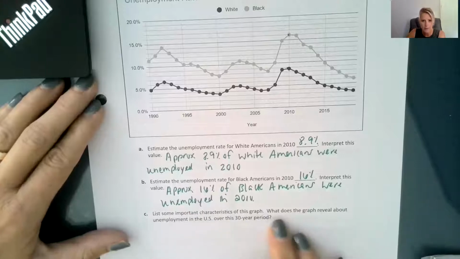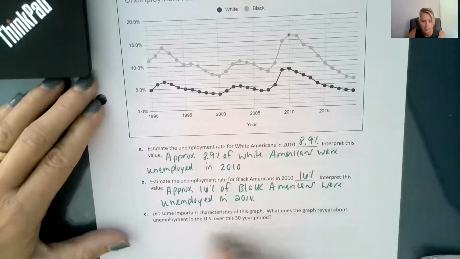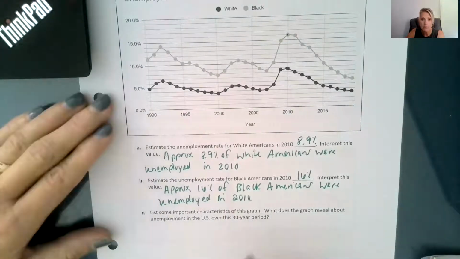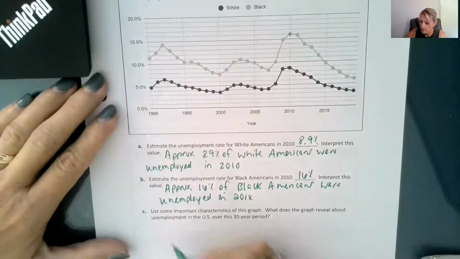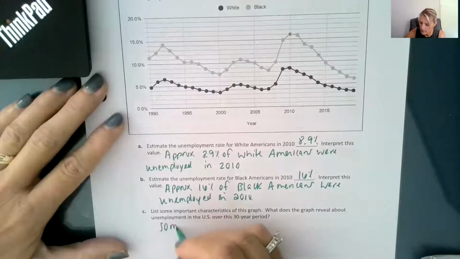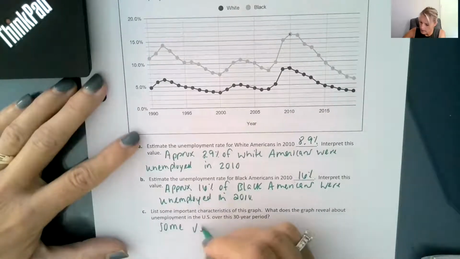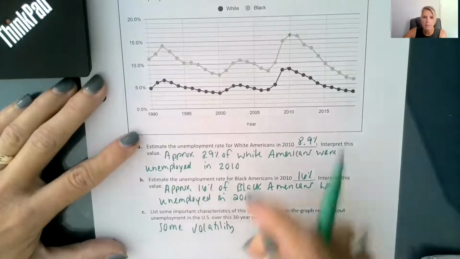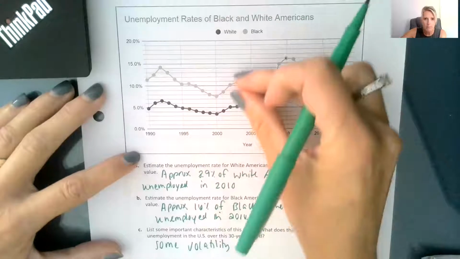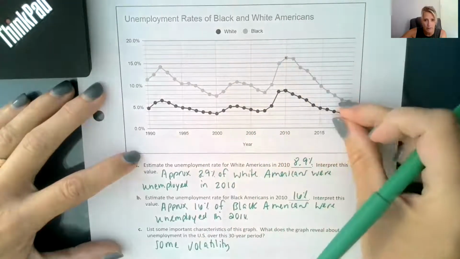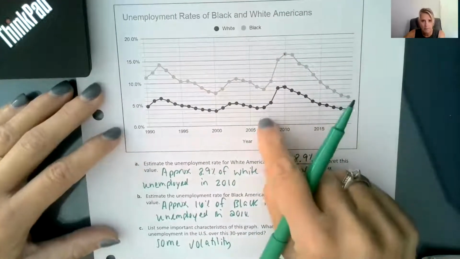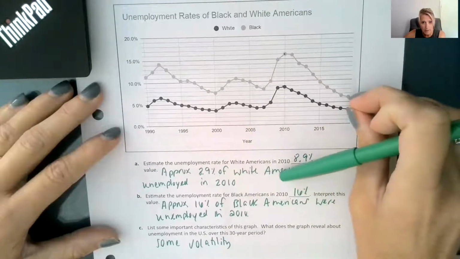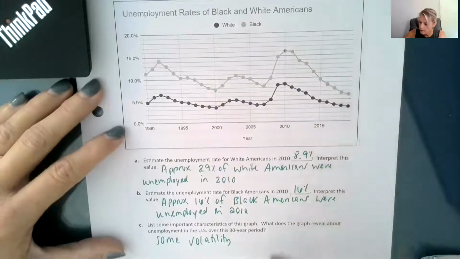List some important characteristics. What does the graph reveal about unemployment in the US over this 30-year period? So it was definitely up and down. So there was some volatility. That means it's up and down, some volatility. And white Americans and Black Americans, they kind of went up and down together. The gap is getting closer together, I would say here.